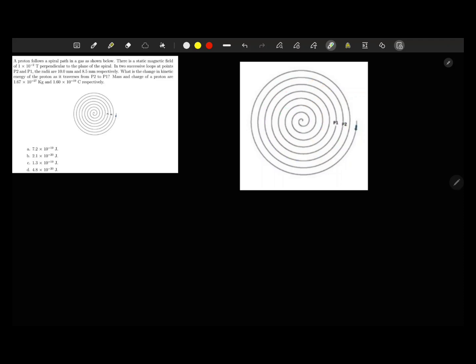According to the question, the particle follows a coil trajectory and moves towards the center. We need the change of kinetic energy between points P2 and P1. This question is easy, but the calculation may be difficult, but we can use approximation.